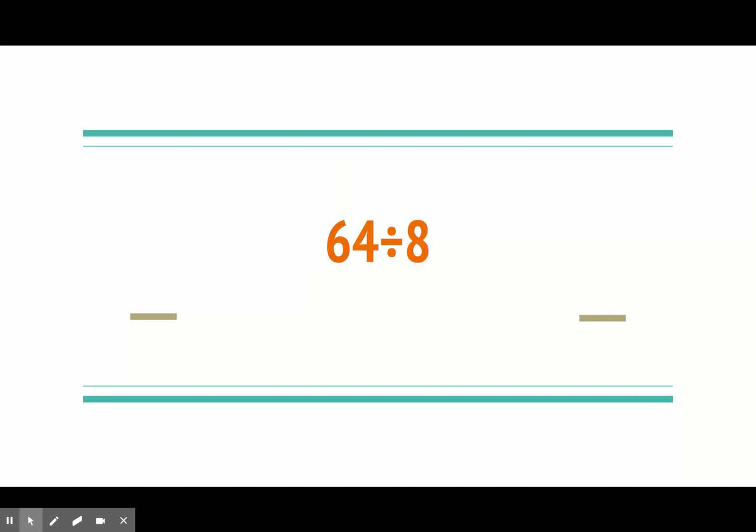64 divided by 8. Pick your answer now. 64 divided by 8 is 8. 18 divided by 2. Pick your answer now. 18 divided by 2 equals 9. 56 divided by 7 equals, pick your answer now. 56 divided by 7 equals 8. 64 divided by 8, pick your answer now. 64 divided by 8 equals 8.